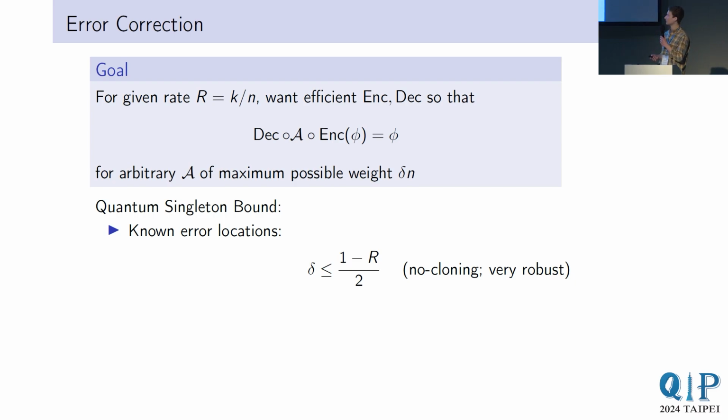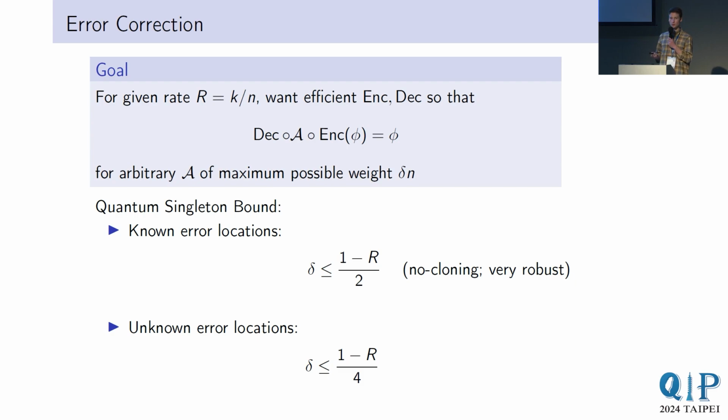The quantum singleton bound says that for a given encoding rate r, the maximum possible fraction of errors from which we can decode is (1 minus r) over 2. And this bound turns out to be very robust. Intuitively, if you think of r as being something small, approaching 0, then this bound is 1/2. You can never hope to correct errors on more than half the code word symbols, because otherwise you could take a code state, split it into 2 parts, and by applying the decoder to each part, you could clone your original message. So we should expect this (1 minus r) over 2 bound to be extremely robust.